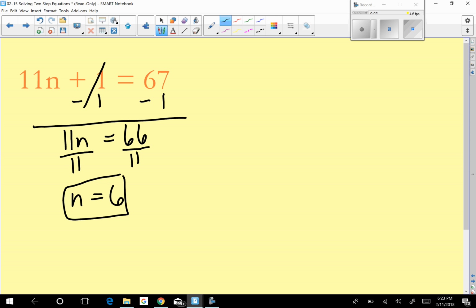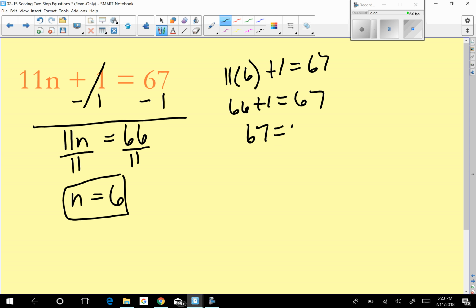And with these, what you want to do is take what you get for your variable, your solution, and plug it back in. So we'll do 11 times 6 and plus 1. And we're supposed to get that it's equal to 67. So 11 times 6, that's 66. And we have the plus 1 equals 67. Now 66 plus 1, that's 67. And so we end up with 67 equals 67. Is this a true statement? Yes. So our answer was correct.